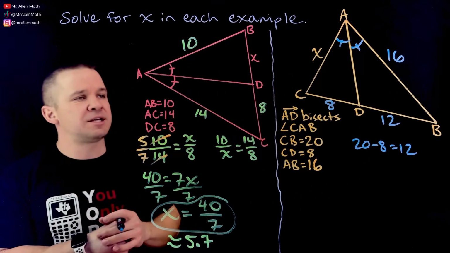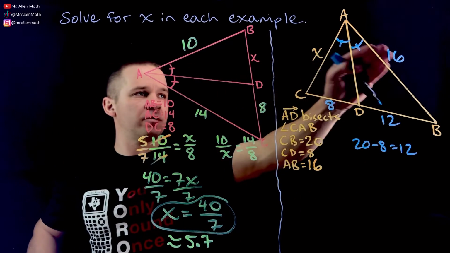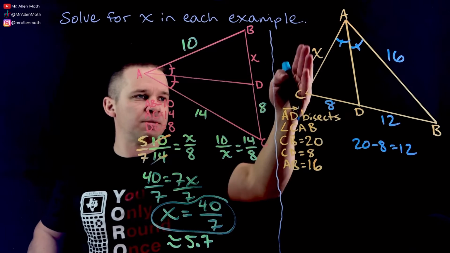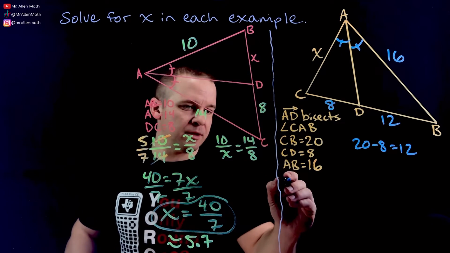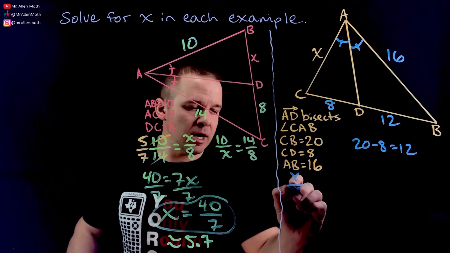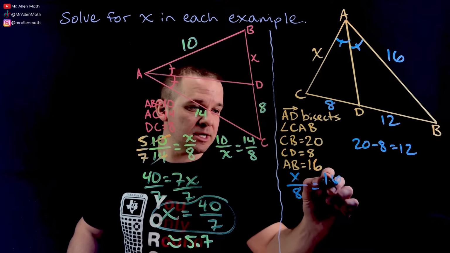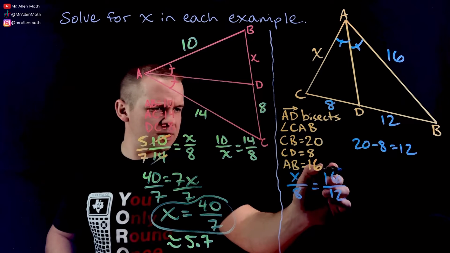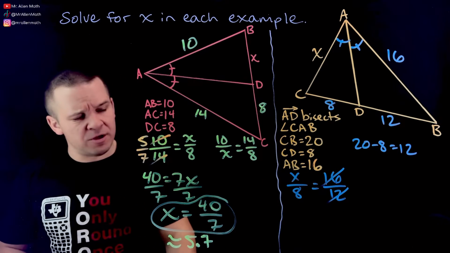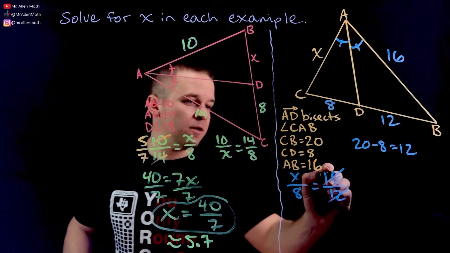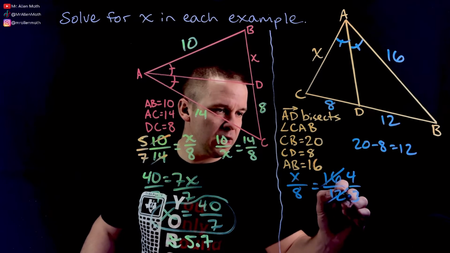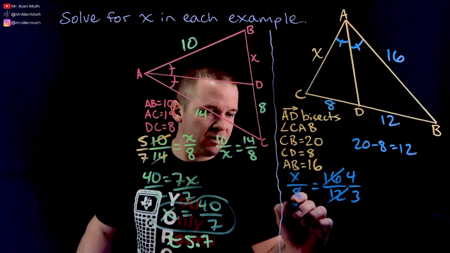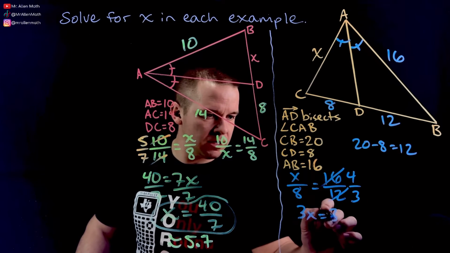All right, let's go ahead and set this thing up. So again, we can go left to right, or we can go top to bottom. I'll go top to bottom on this one. We got x over 8 equals 16 over 12. I'll reduce this because these numbers are going to get kind of large here. We can divide those by 4, right? This would become 4 over 3 then. Much more manageable. So now I've got 3x equals 32.